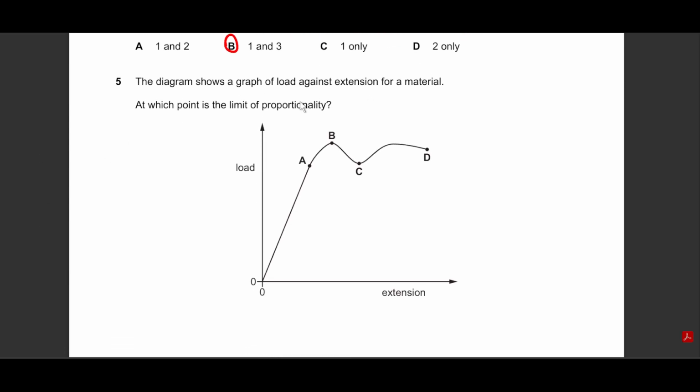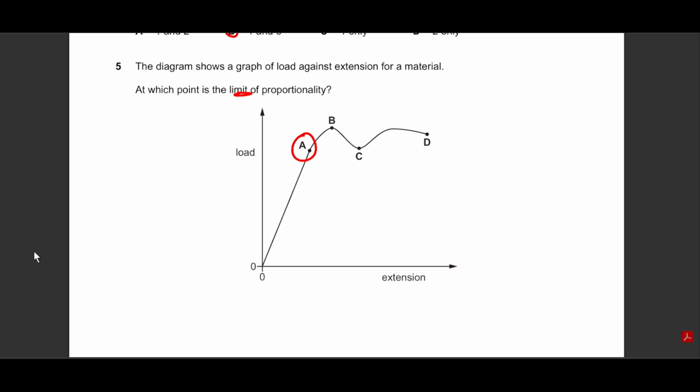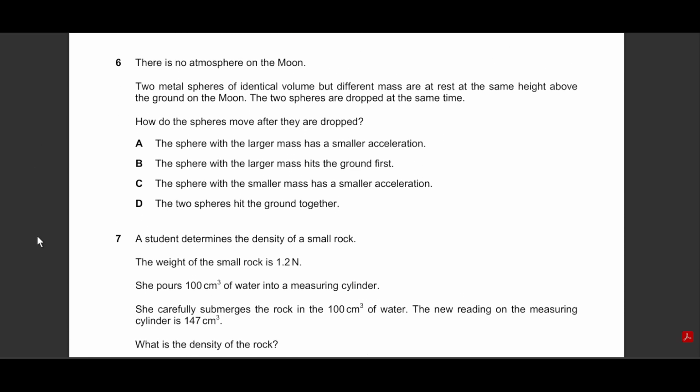Anyways, question 5. He says limit of proportionality. That's very, very simple. Any point before the curve is going to be option A, because beyond this, the line starts bending and it goes through B, C, and D. The A option will be the limit of proportionality.